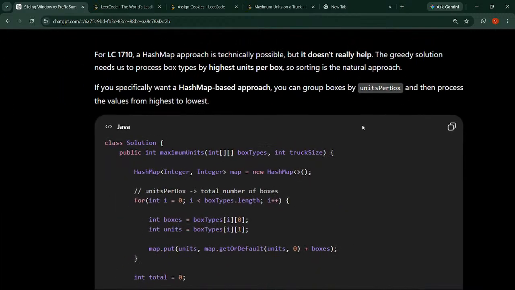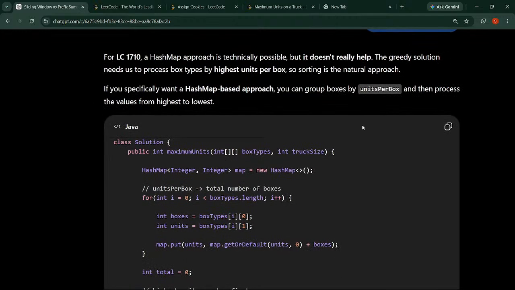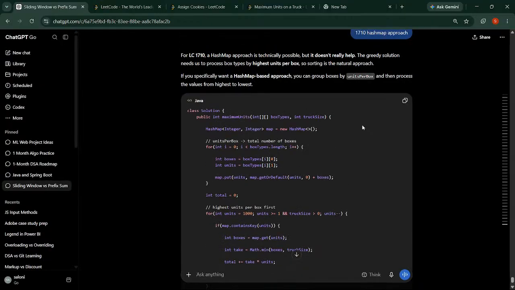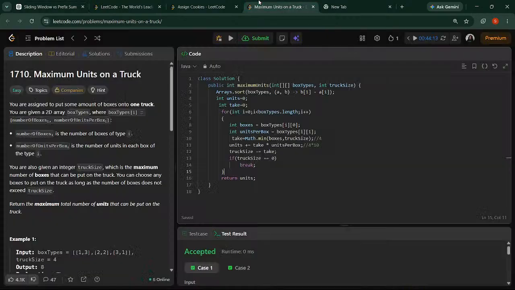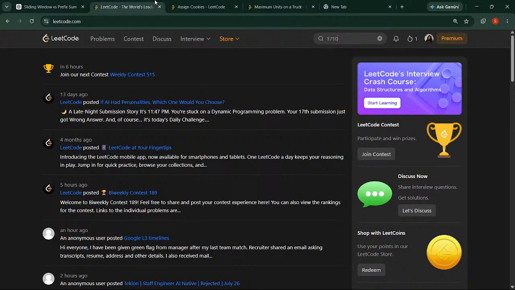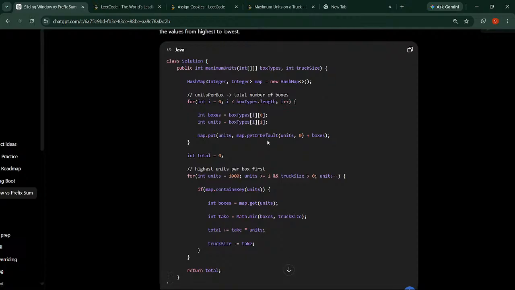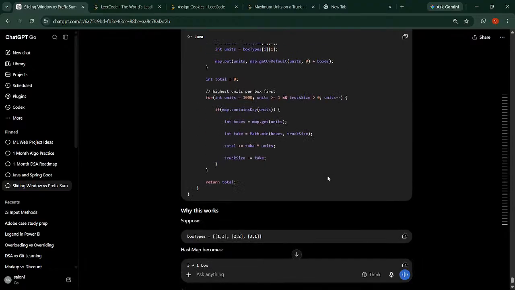yeah. If we specifically want a hash map, we can group boxes by units per box and then process the values from the highest to the lowest. This will be optimal. Let me see. The previous question, the time complexity was actually O(n) only, right? It is already done in O(n). Okay, let me see. Are they both in O(n)?